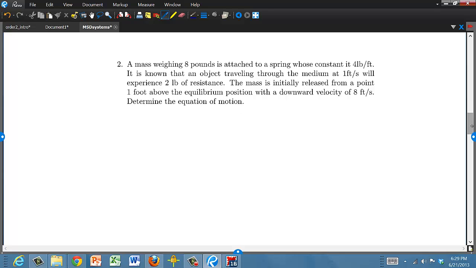Okay, in this next problem, we have a mass weighing 8 pounds attached to a spring whose constant is 4 pounds per foot. It's known that an object traveling through the medium at 1 foot per second will experience 2 pounds of resistance. The mass is initially released from a point 1 foot above the equilibrium position with a downward velocity of 8 feet per second. So let's see. Initially released 1 foot above the equilibrium position: y(0) is negative 1. Downward velocity of 8 feet per second: y'(0) is 8.